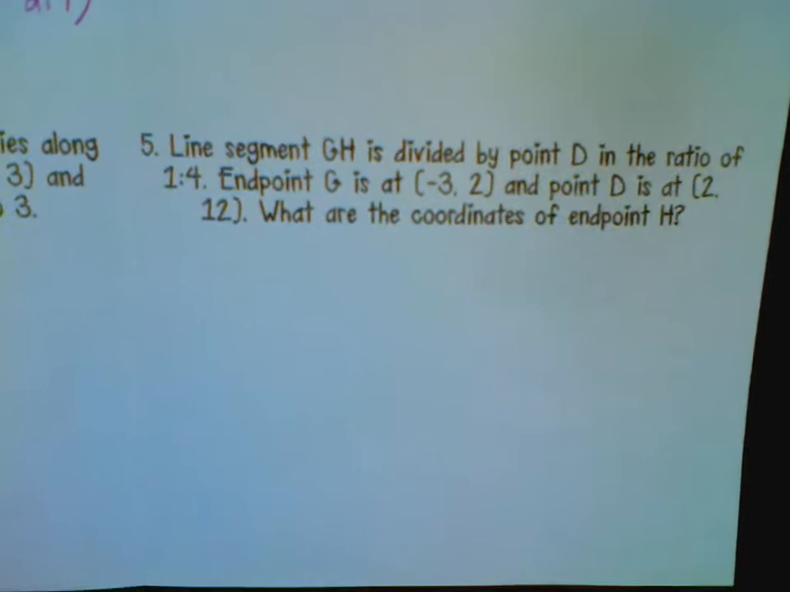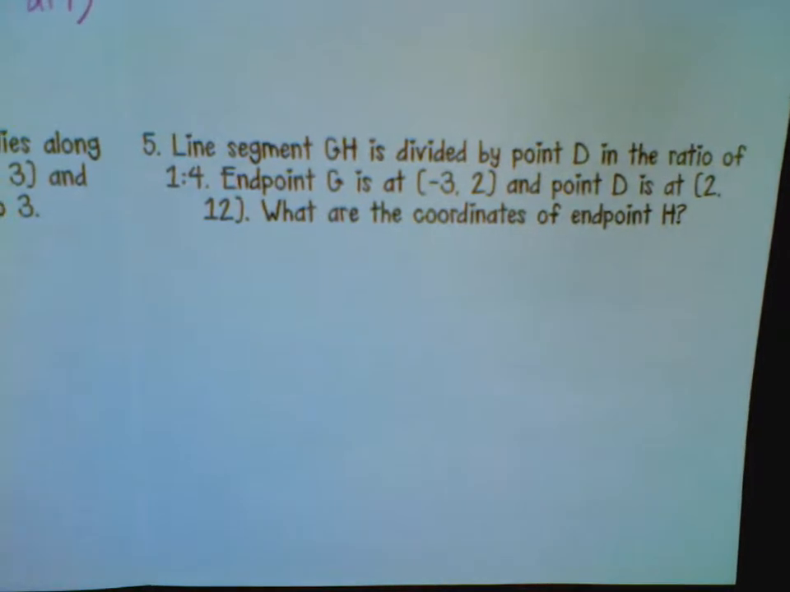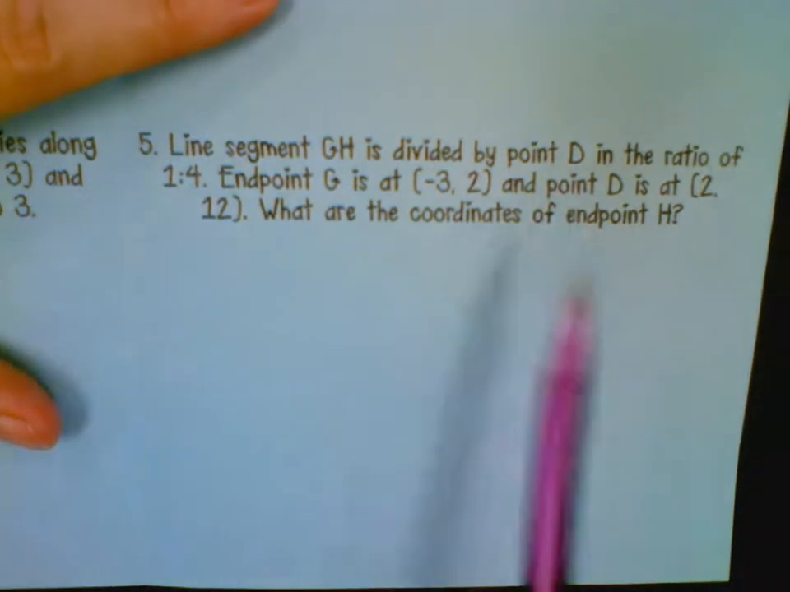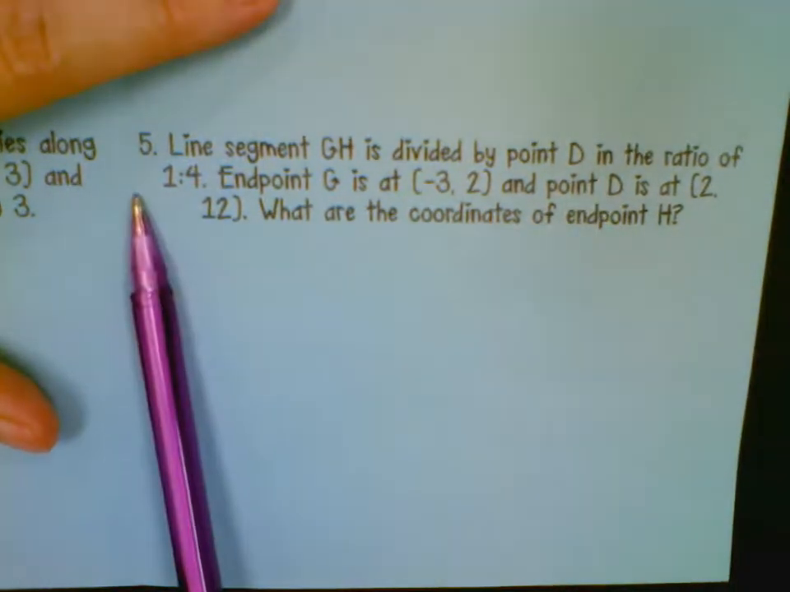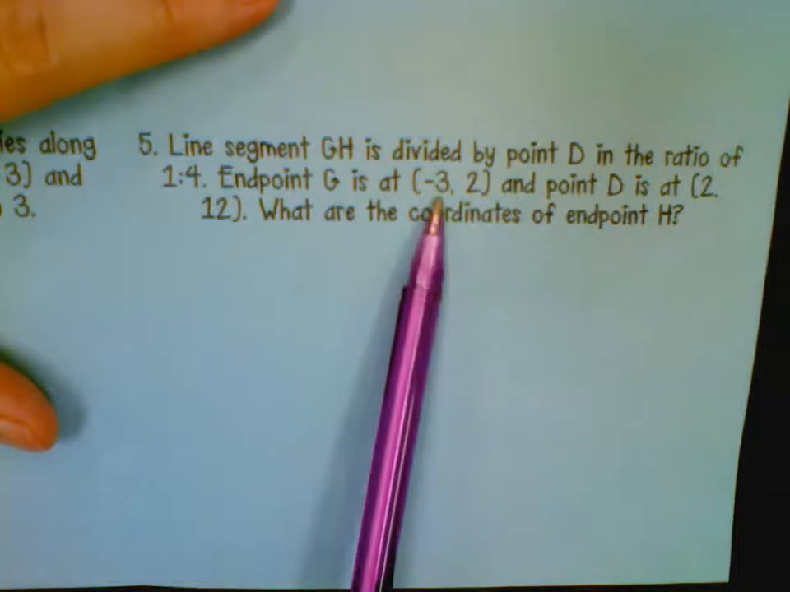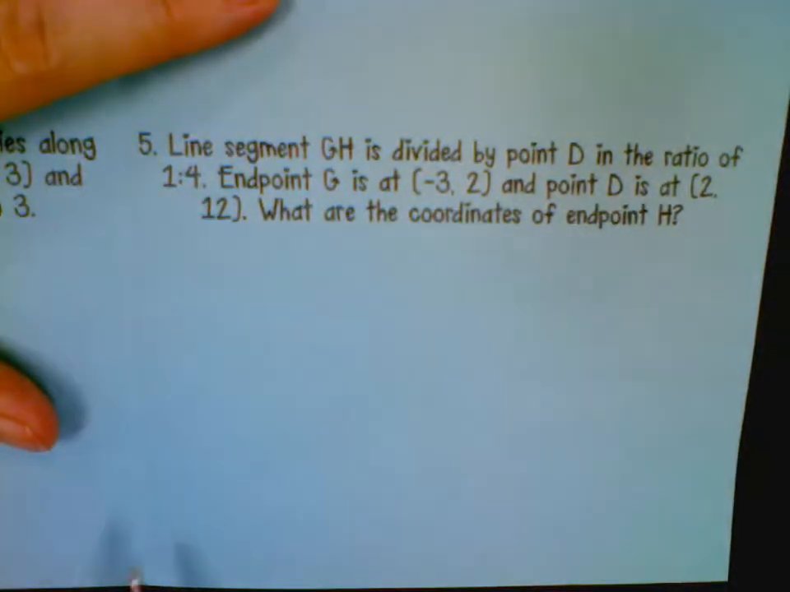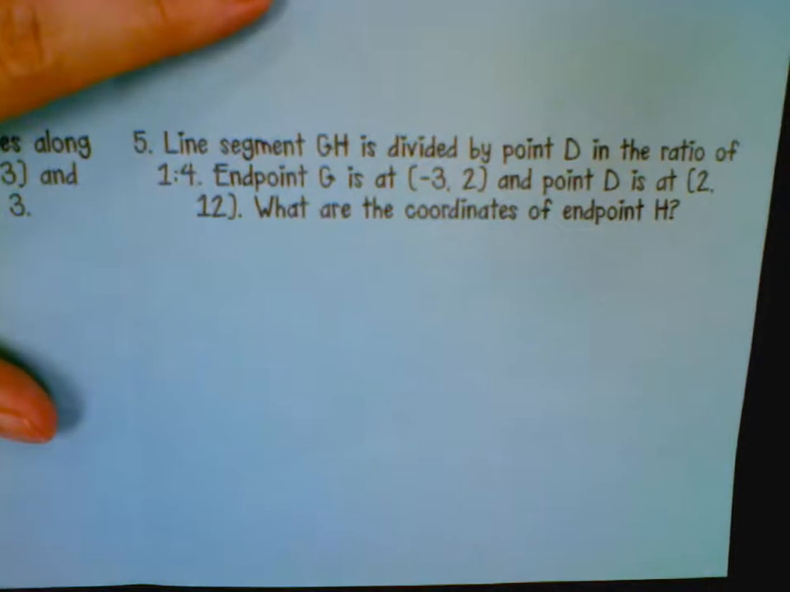So this one's a little bit different. It says that the line segment GH is divided by point D, so that's our partition point, and the ratio of 1 to 4. Endpoint G is at negative 3, 2, and point D, your partition point, is at 2, 12. So they didn't give us what the other endpoint is.